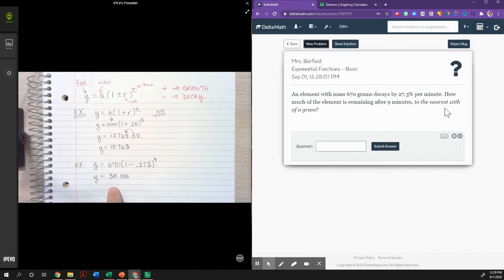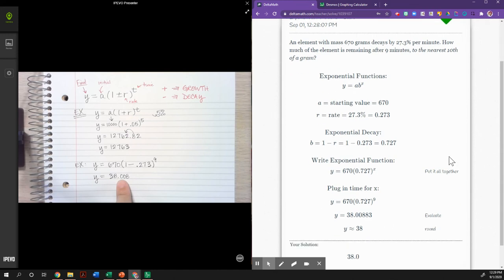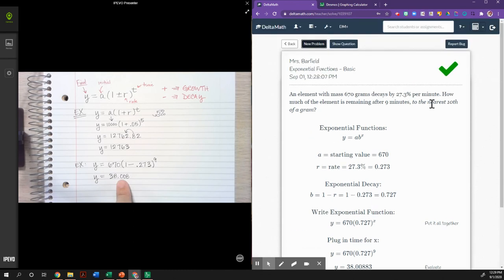The nearest tenth is 1 decimal place, so I will type in 38.0, because that is to the nearest tenth. Submit my answer, and there we go. Now I understand he did write 38, but if we're being accurate, the nearest tenth of a gram means you do have 1 decimal point, even if it's a 0 behind the decimal.